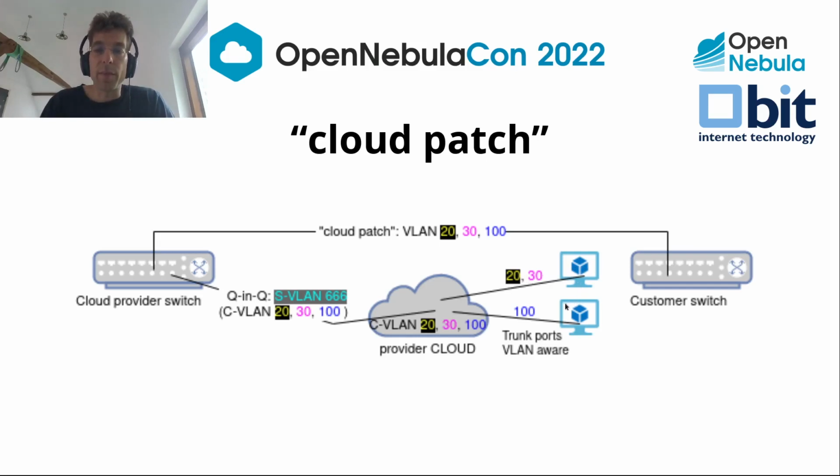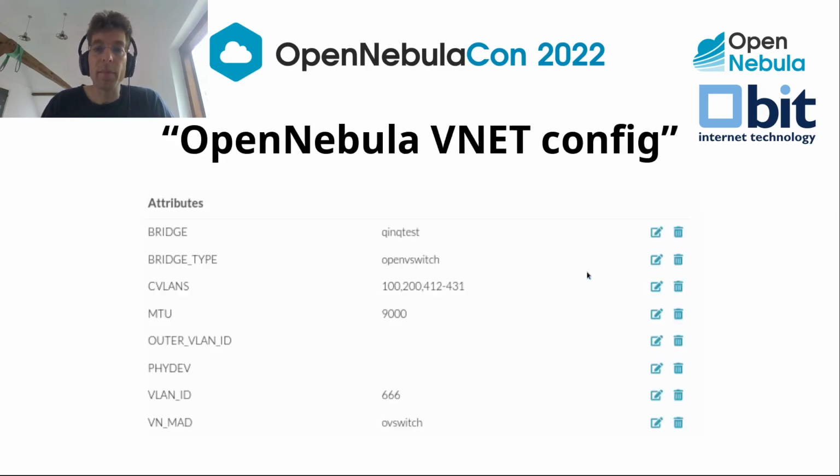So the VMs in this case have to be VLAN aware, because the traffic is tagged with the VLANs of the customer. So how does this look like in an OpenNebula virtual network configuration? So here's a snippet from Sunstone.